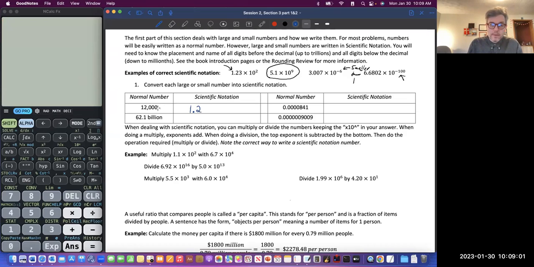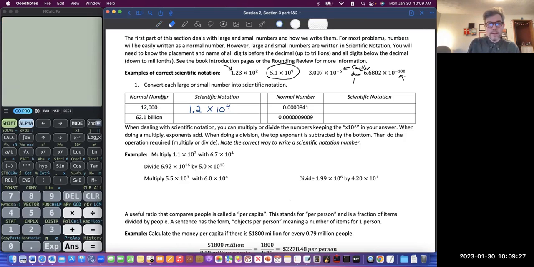How many times did I move that decimal place? 1, 2, 3, 4. I moved it 4 times to the left. So this is 1.2 times 10 to the 4th. This is the same number. 12,000 is the same number as 1.2 times 10 to the 4th. Those are totally equivalent.